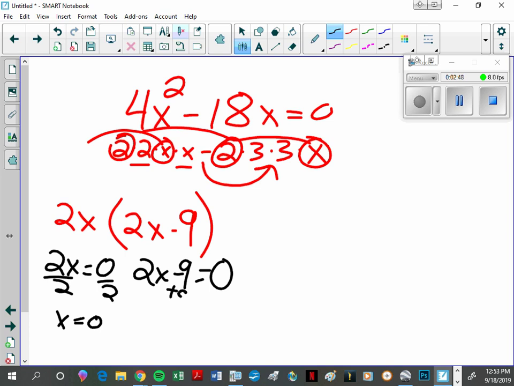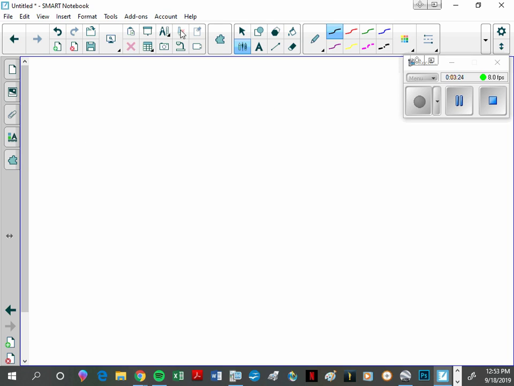And over here we add 9. And then what? And then we divide by 2. And I get x equals 9 over 2. And we pretty much don't use mixed numbers anymore. So you might say 4 and 1/2, or 4.5. We usually just leave them as fractions, 9 over 2, because it's a lot easier to deal with 9 over 2 than it is to deal with 4 and 1/2. Okay, what about this?